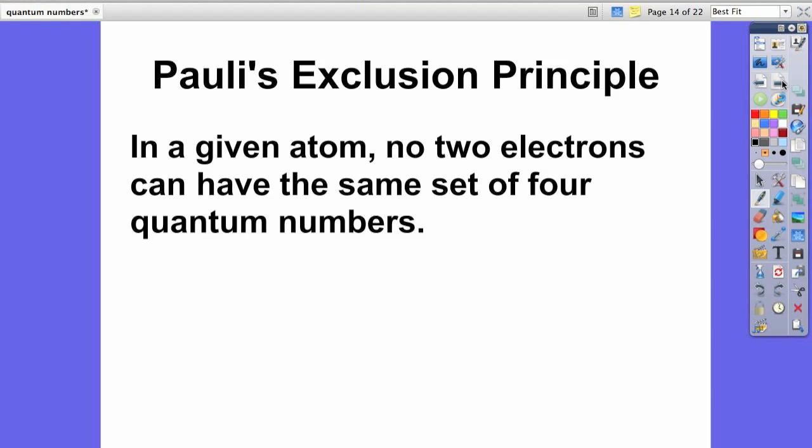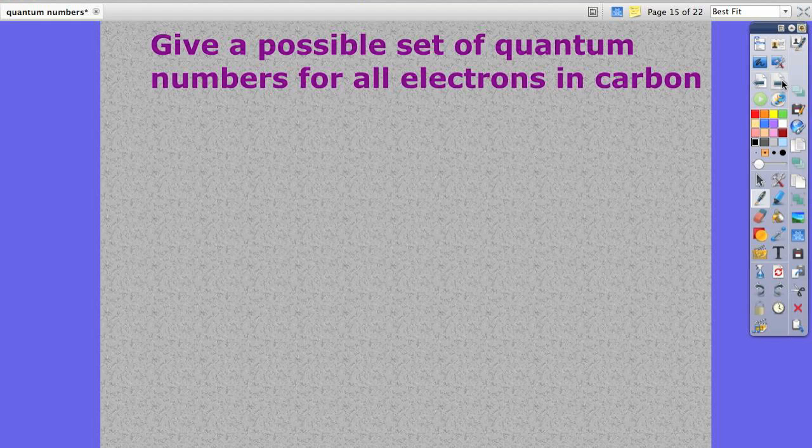Now, Pauli's exclusion principle states that no two electrons can have the same set of 4 quantum numbers. So for every electron, you're going to have a different set.